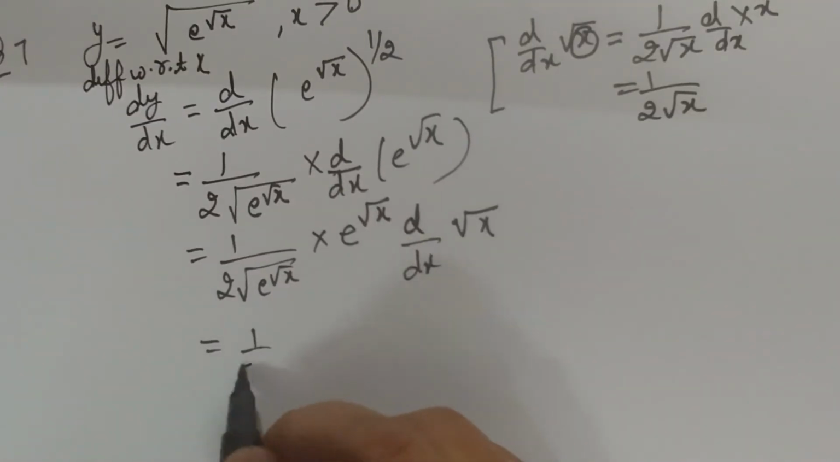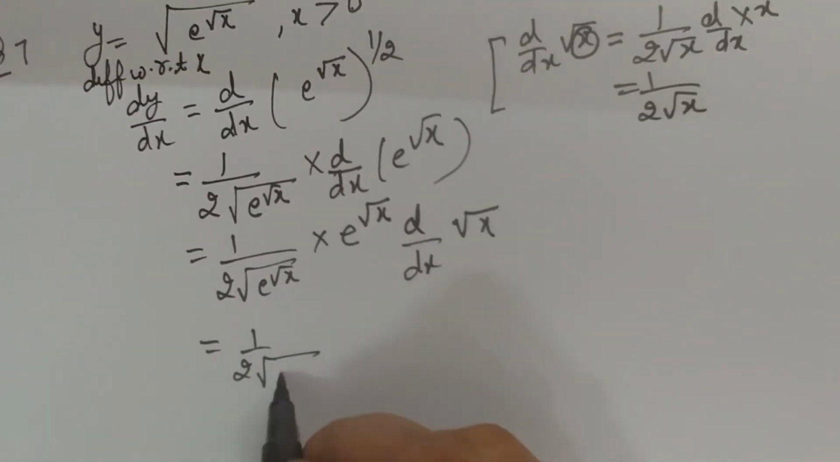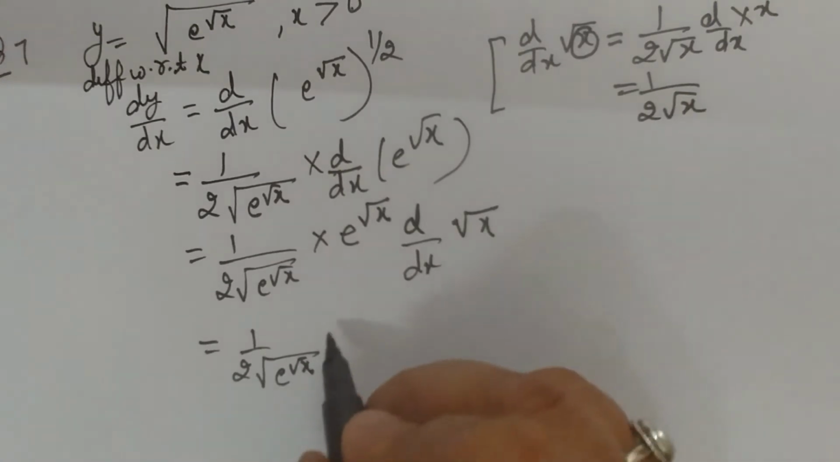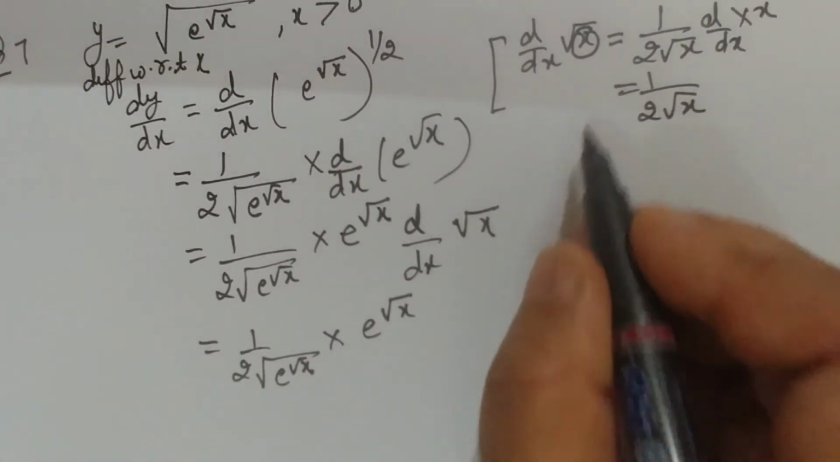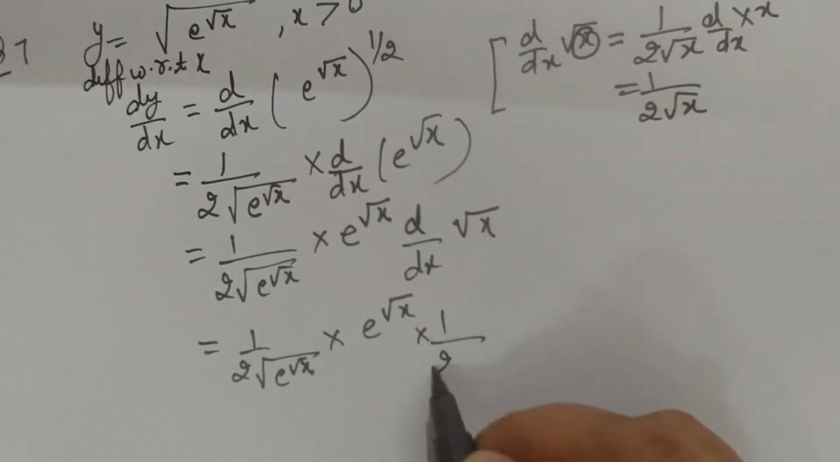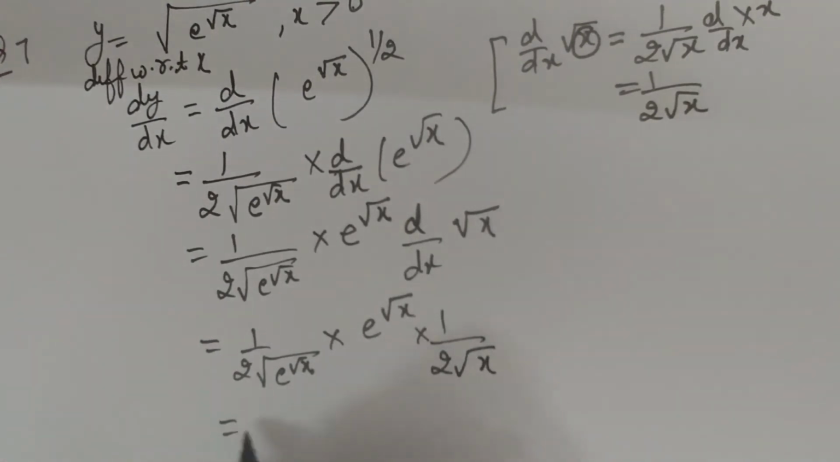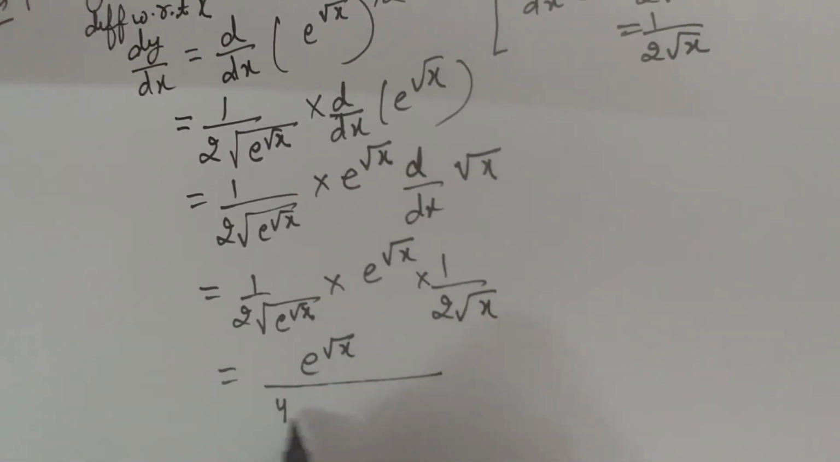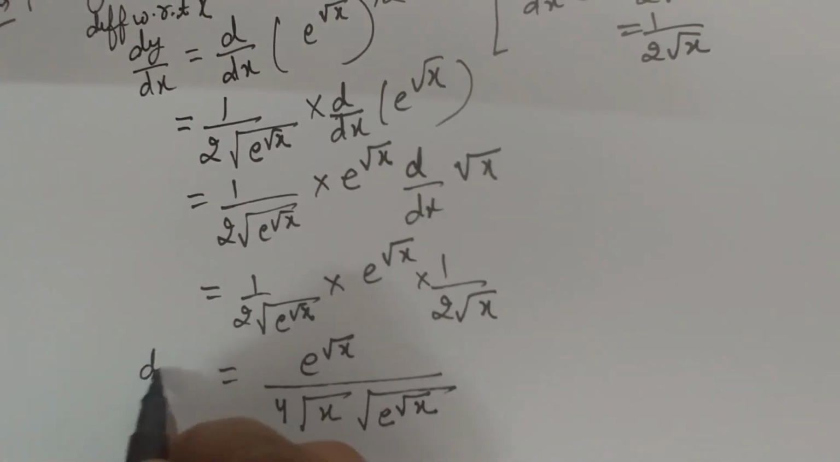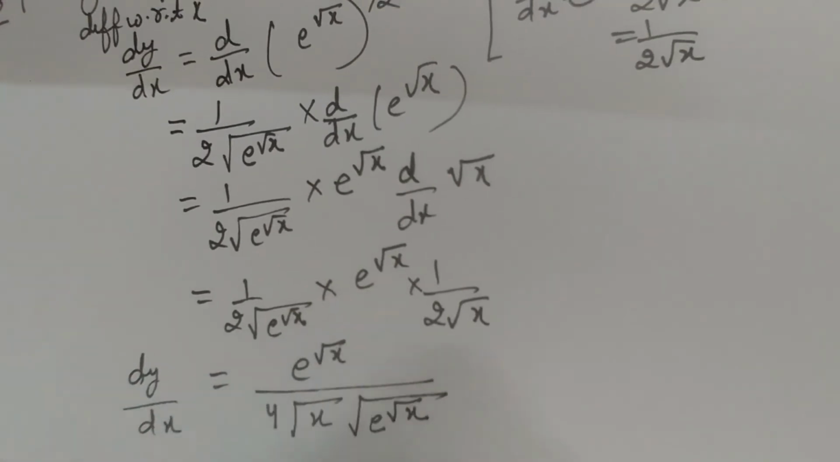So it will be 1 upon 2 e root x, and the derivative of root x, discussed here, is 1 upon 2 root x. So I can write it as e raised to power root x in the numerator, and in the denominator 2 into 2, that is 4, root x root e root x. So this is what we get for dy by dx.